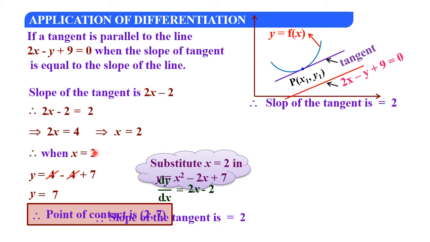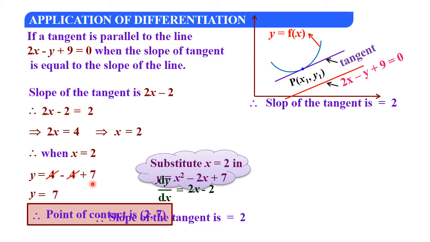So x equal to 2, you substitute back into the original curve, so that here you will be getting the value of y. Okay, y equal to x square minus 2x plus 7. 2 square is 4. 2 into 2 is how much? 4. Next plus 7. Plus 4 minus 4, both are gone, and plus 7 is just remaining. This is the value of y.